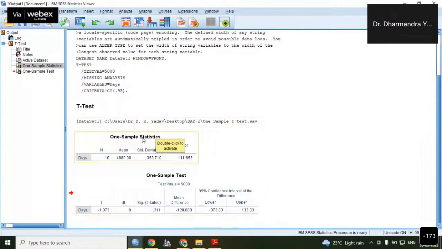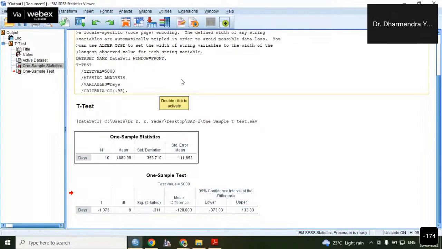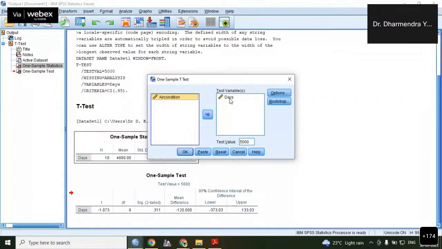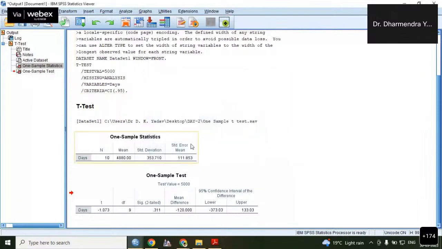Right? So we have one sample, and we have a test value that is already given, that is the population mean. We will apply the one sample t-test by using Analyze, then Compare Means, then One Sample t-test. We want to test the number of days, and then we have the test value, which is given in your question. This is the population mean given to you. So we will put this value here as test value, then click OK. Then these results will come.